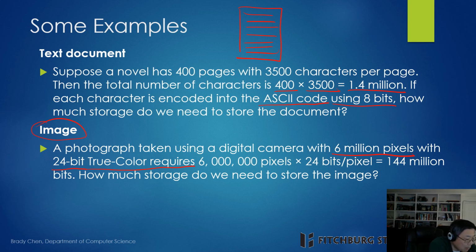Now 6 million pixels, that's 6 million. Now 24 bits per pixel. So you multiply 6 million by 24, and you get 144 million bytes or bits. Now 144 million bits. How much storage do we need to store the image? Actually, for both questions, the answers are very straightforward, right?